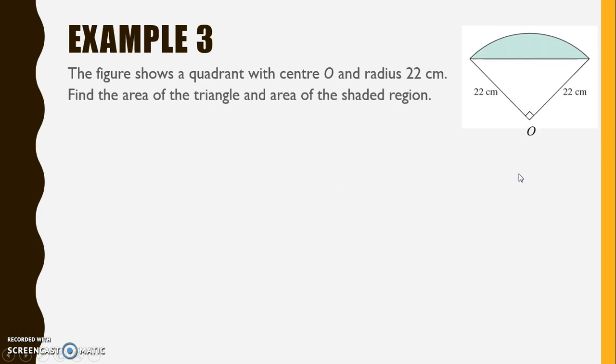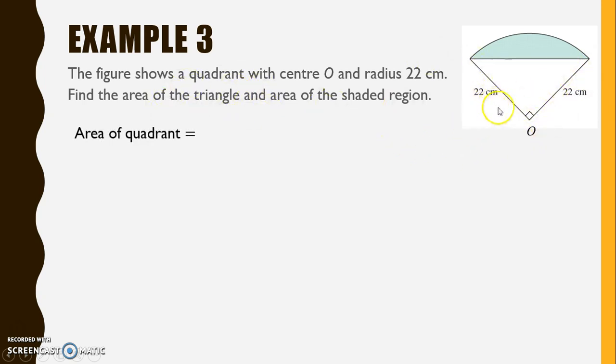Alright, let's take a look at our third example. The figure shows a quadrant. The moment you see the word quadrant, please know that it is part of a circle, with center O and radius 22 centimeters. Take note, these two are the radii of the quadrant. Find the area of the triangle and the area of the shaded region.